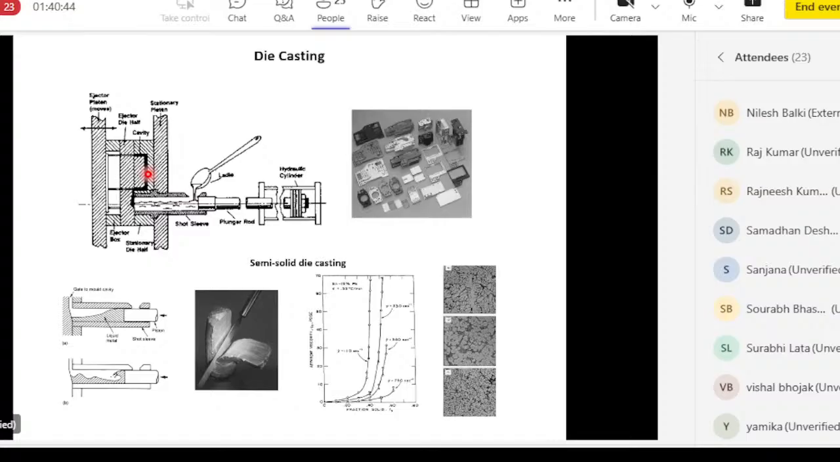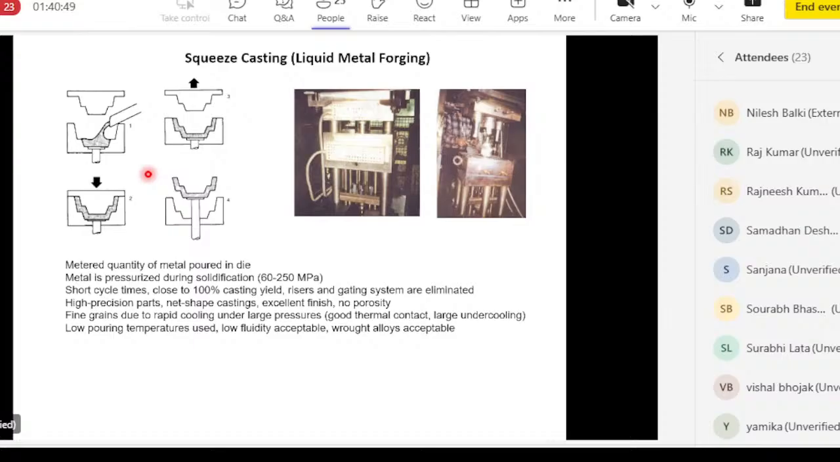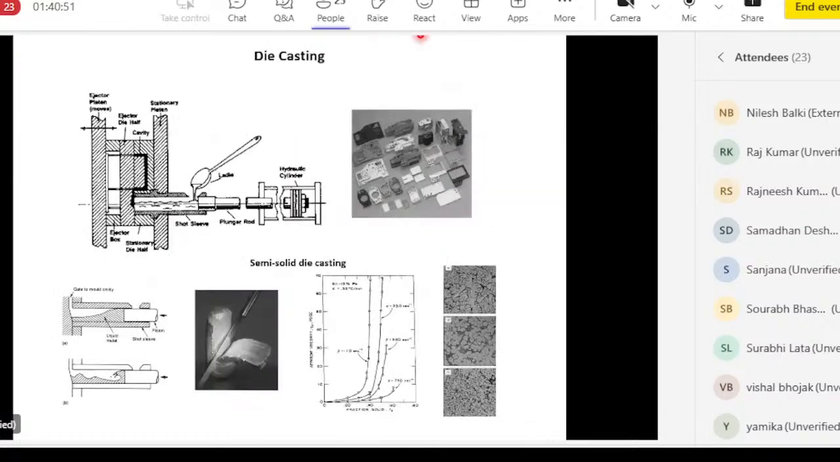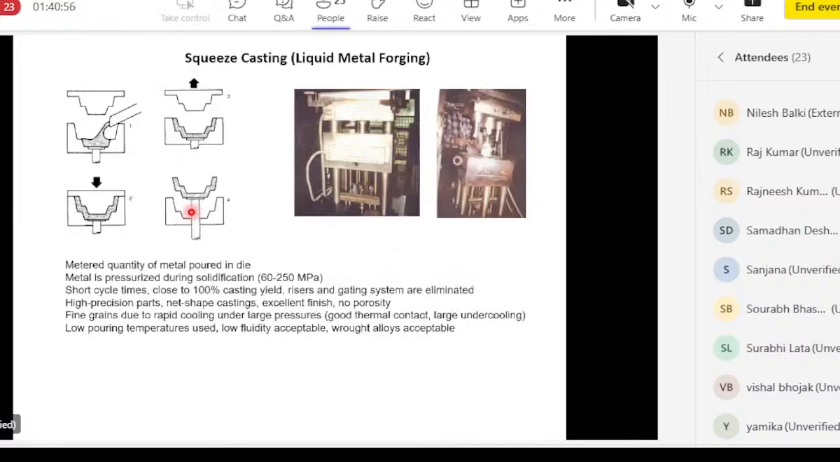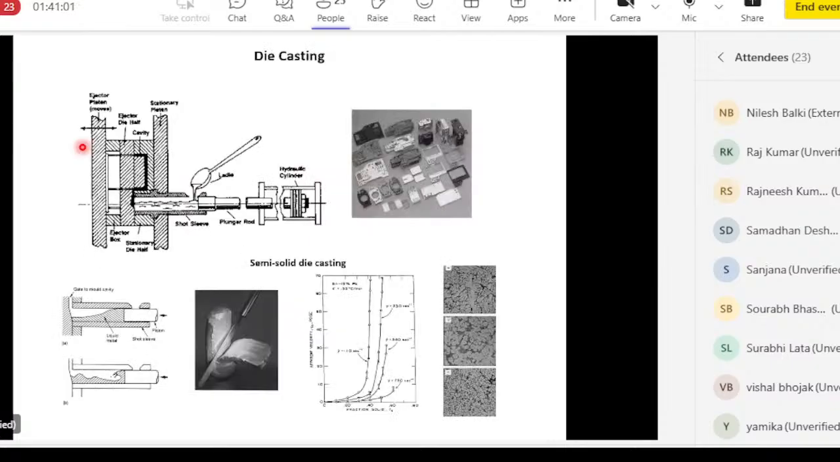So what is the difference between die casting and squeeze casting? Well, the main difference is that in die casting, we inject the metal under pressure. That is not done in squeeze casting. In squeeze casting, we just pour and pressurize. But in die casting, we inject the metal, and when the metal is filled up in the die, we maintain the pressure. The problem with die casting sometimes is that the injection causes problems in your casting.